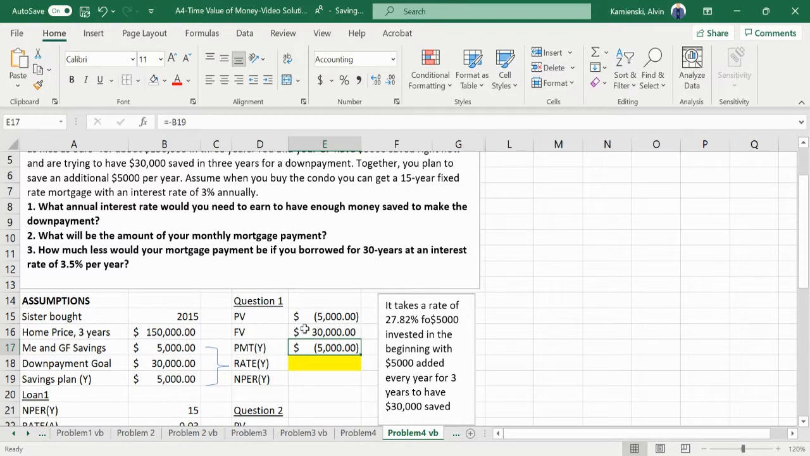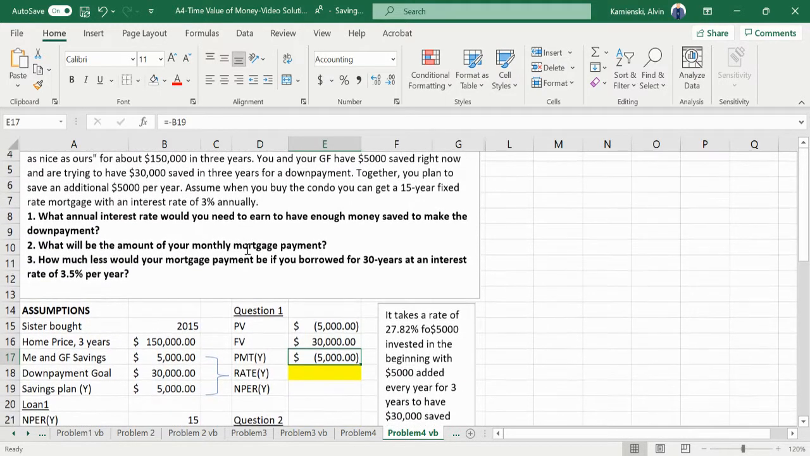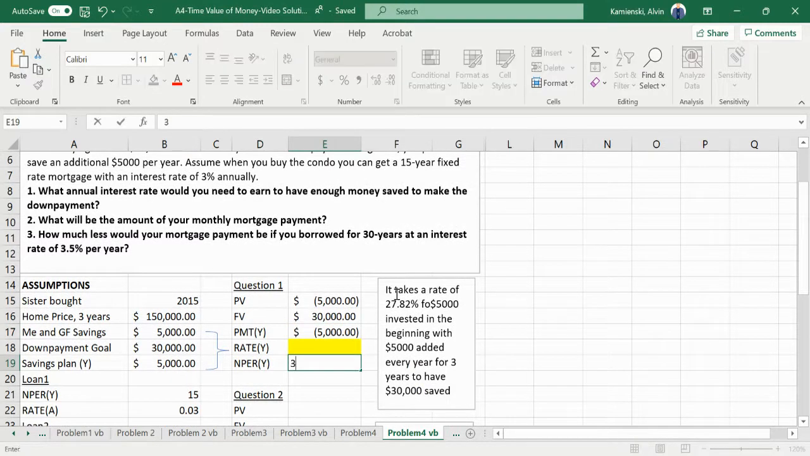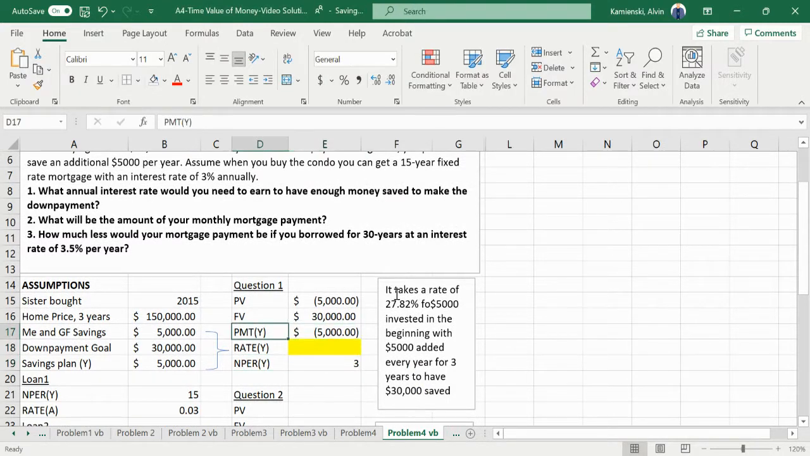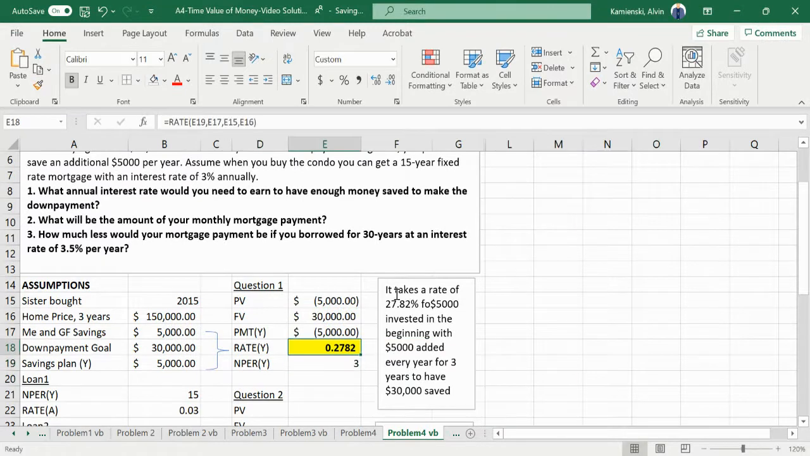Let's see, this says she bought in 2015. We're going to buy a condo 3 years from now. So 3, that's years. We're saving per year, so let's solve for rate. When the number of periods is 3 years, and we put $5,000 away every year, and we start off with $5,000 to get to $30,000, that is then a 27.82% interest rate that you would need in order to achieve your goal.